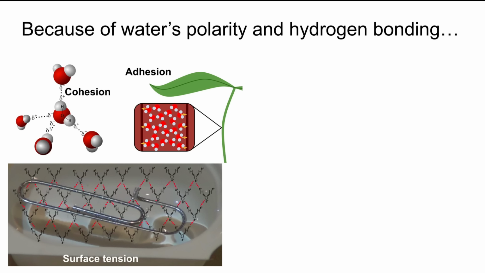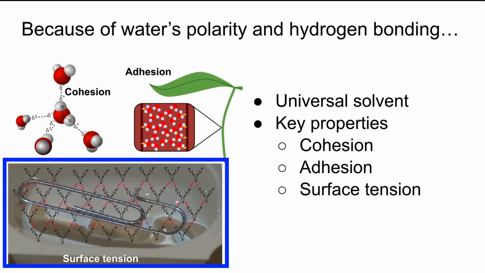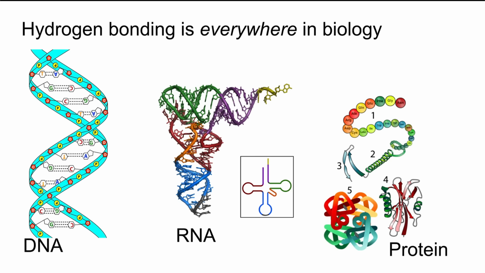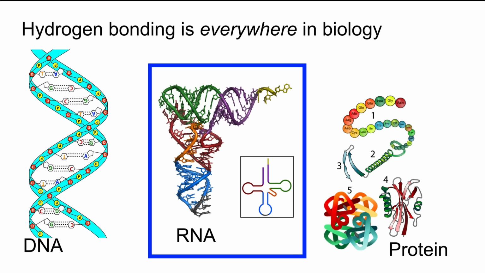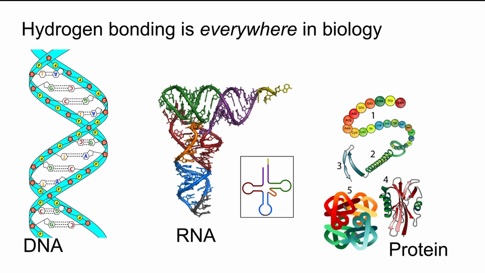Because of water's polarity and hydrogen bonding, water acts as the universal solvent, and water's key properties include cohesion, adhesion, surface tension, high specific heat. You don't only see hydrogen bonds between water molecules. Hydrogen bonding is everywhere in biology. You see it in DNA, you see it in RNA forming RNA-specific shapes, you see it in proteins, you see it in so many intermolecular interactions.